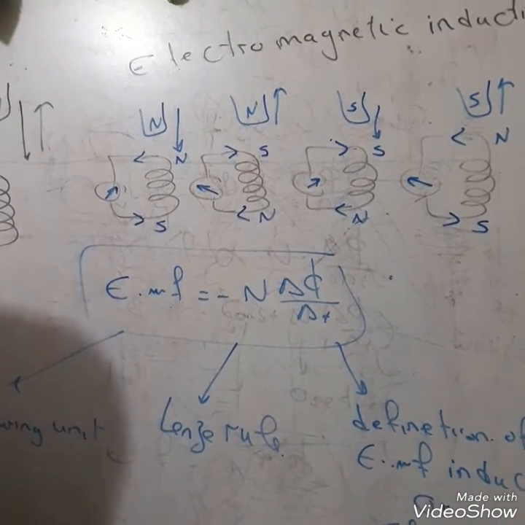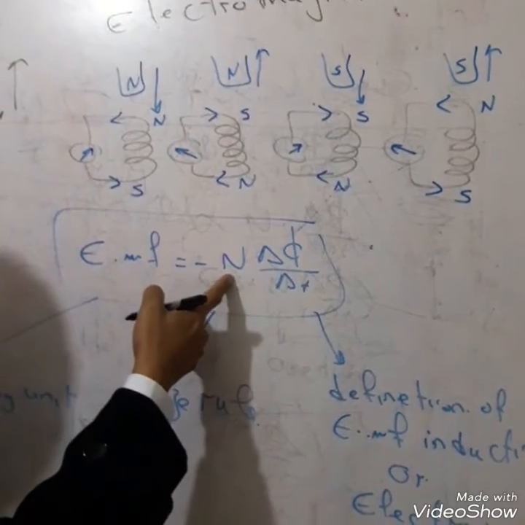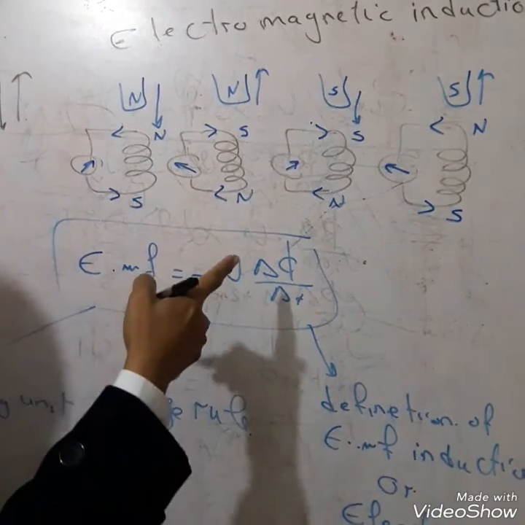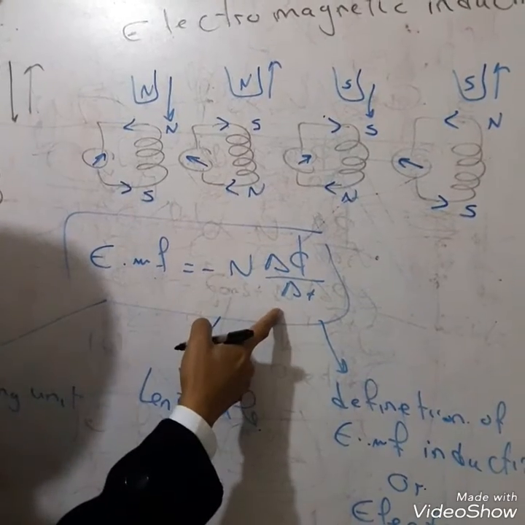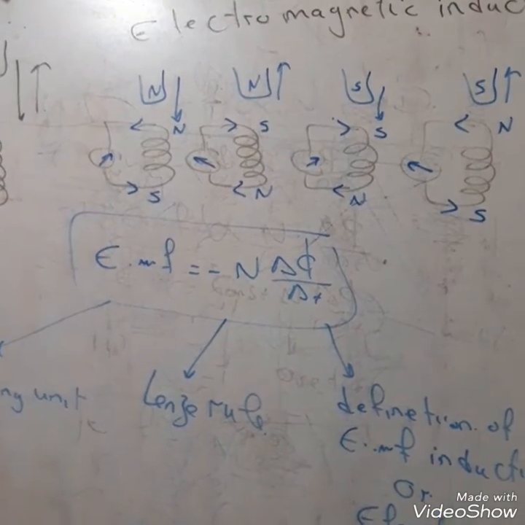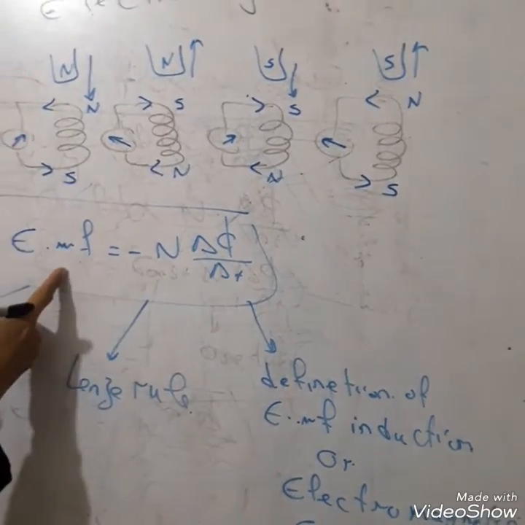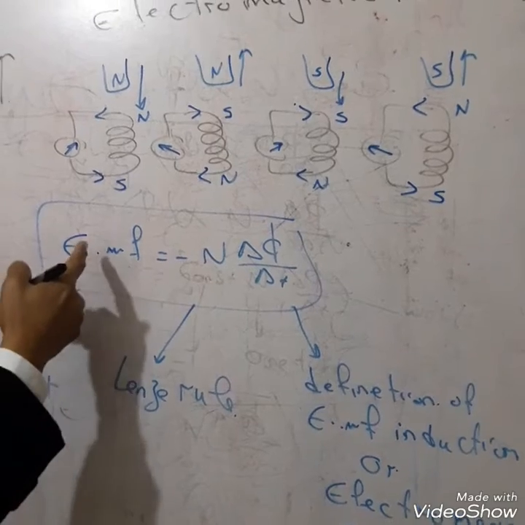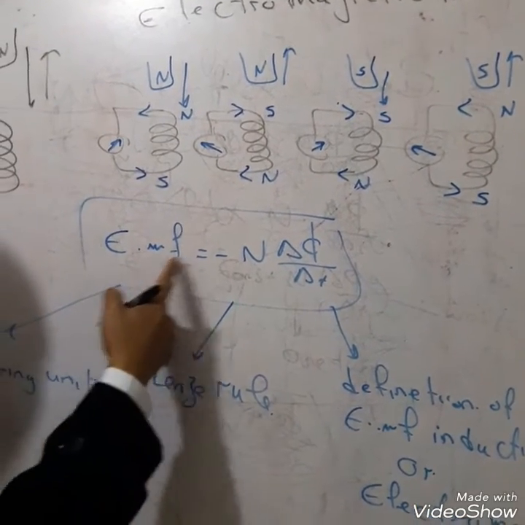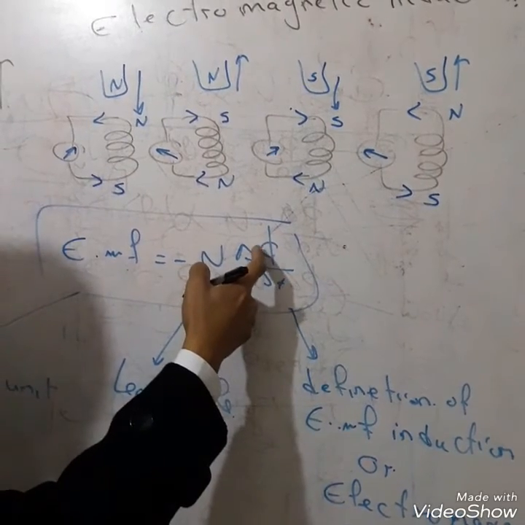Okay, what is the electromotive force induction? It's generated inside the coil if you change the magnetic flux, in Weber per second. But electromagnetic induction is the phenomenon of generating electromotive force induction in a coil if you change the magnetic flux.